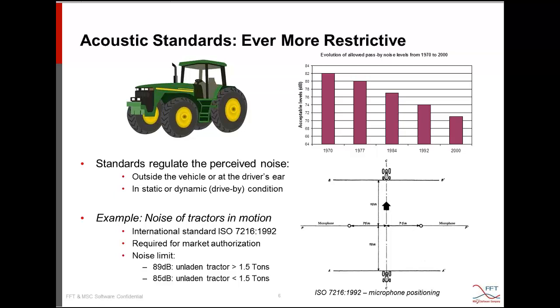We have good experience at FFT for simulating the pass-by noise, and for a concrete example of standards, we can talk about the international ISO standard 7216. This standard defines that the exterior noise of a tractor in motion and unladen is limited to 89 dB above 1.5 tons. There is also a standard for the noise inside the tractor cabin, which is limited to 86 dB at the constant speed of 7.5 km per hour.